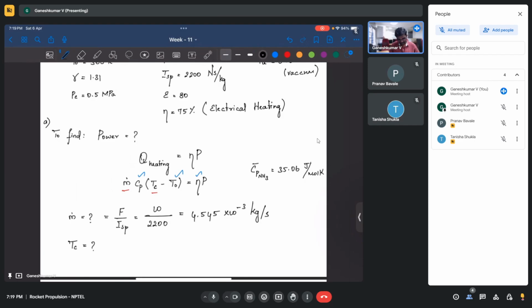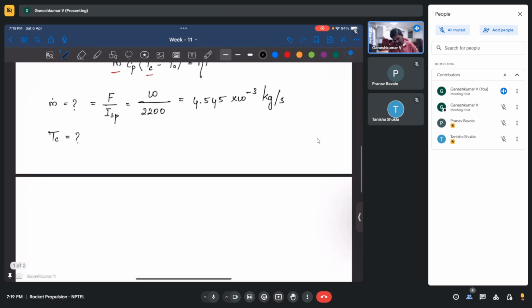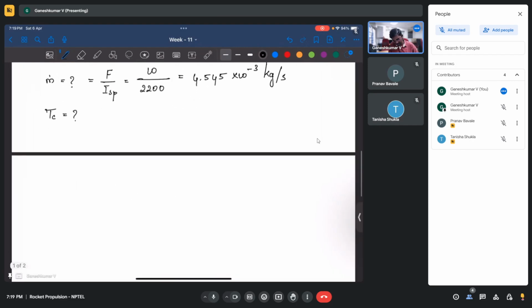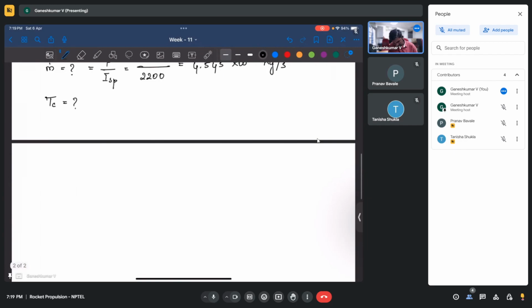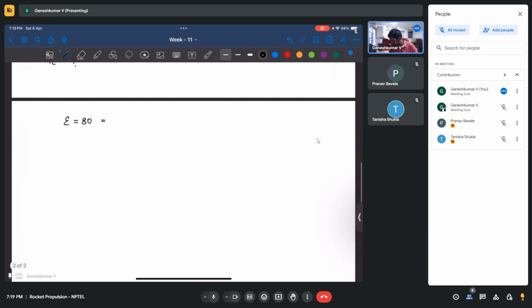Let's go step by step. So you guys are almost right. We have an expansion ratio of 80. Let's try to find out the exit pressure first. Then we'll get an idea. So what would be the equation? We have a very big relation here. Let me try to write it down here.